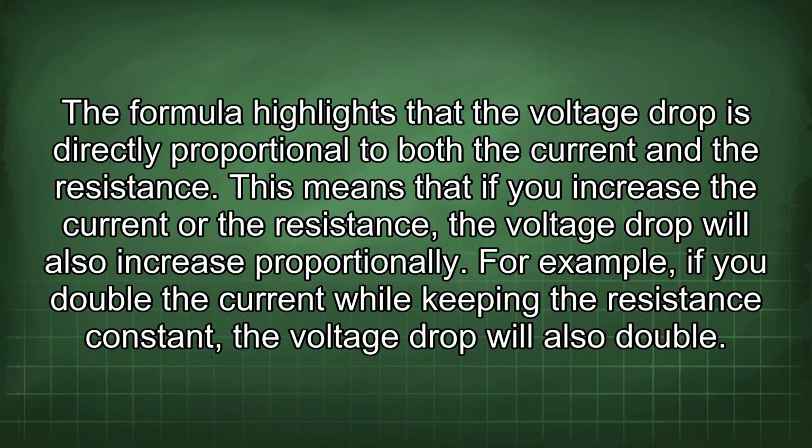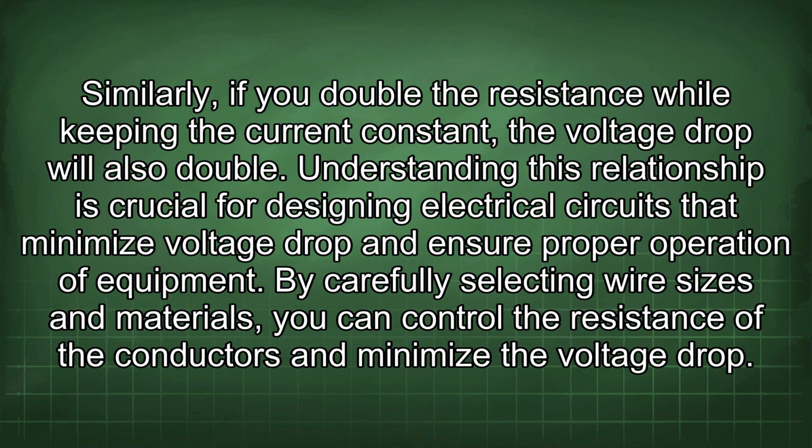The formula highlights that the voltage drop is directly proportional to both the current and the resistance. This means that if you increase the current or the resistance, the voltage drop will also increase proportionally. For example, if you double the current while keeping the resistance constant, the voltage drop will also double. Similarly, if you double the resistance while keeping the current constant, the voltage drop will also double.